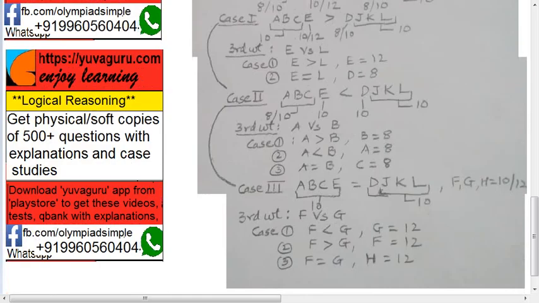Again easy. Try for FGH only. F versus G. If F is less than G, then G equals 12. F greater than G, F equals 12. If F equals G, then the third, H, equals 12. Hence the problem gets solved.